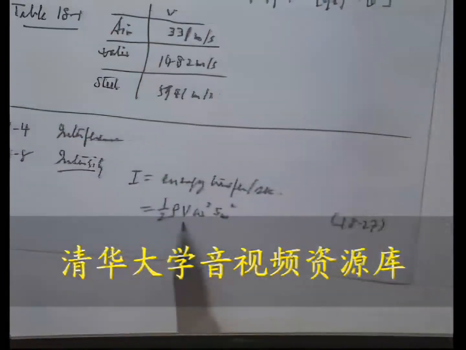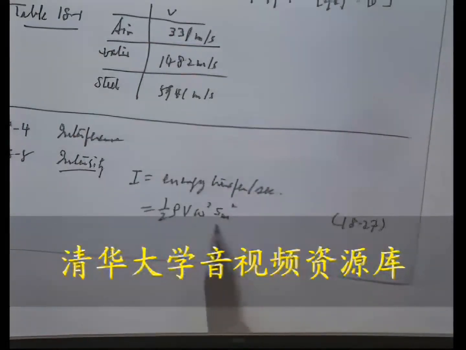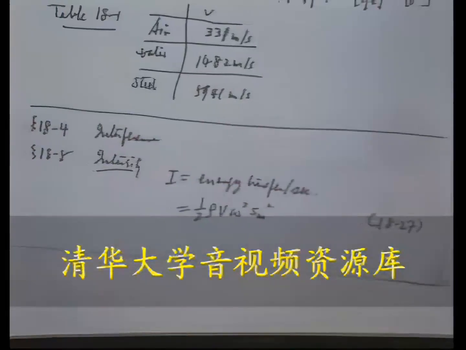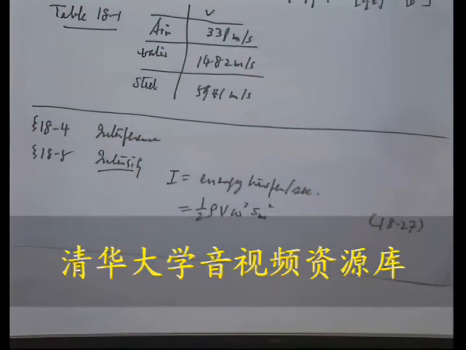Rho v is the velocity. Omega is the angular frequency squared. Sm squared is the maximum vibrational amplitude. The air molecules, for example in a loudspeaker, are vibrating, and this is the amplitude of the vibration.